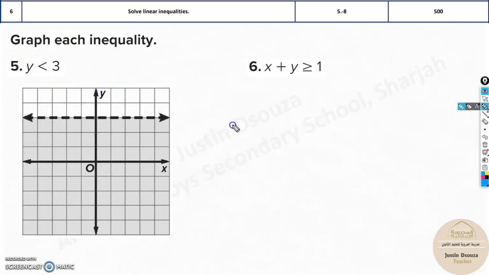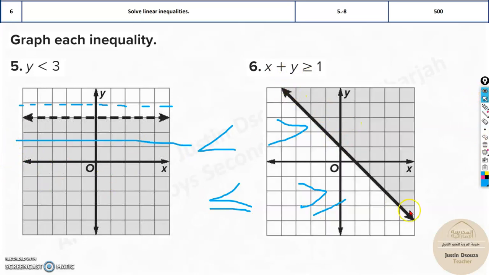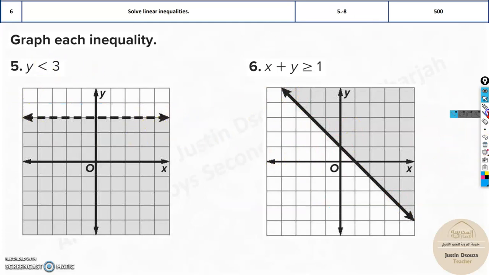You need to remember, whenever it's less than or greater than, it's always a dotted line like this. Whereas if it's less than or equal to or greater than or equal to, it'll be a solid line. Now, I'll just show you the answer for the next one. It's a solid line. Whereas over here, it's a dotted line. Now, there is one more thing. You need to try and get your equation to y equals mx plus b form. This is the ideal form. So you will understand the graph, and as well you can easily do the inequality. I will tell you how in a minute.